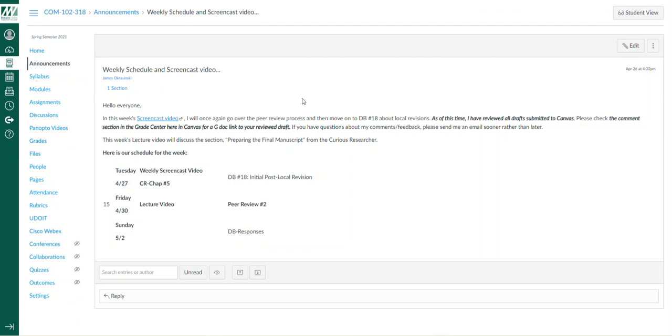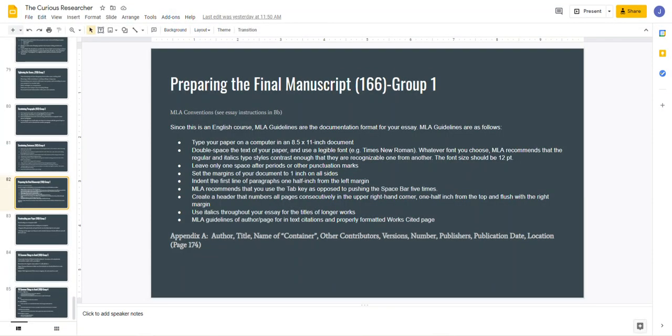Since the final draft is due Tuesday, I want to address what I call preparing the final manuscript. So if we look at PowerPoint in this section, I want to go over the little do's and don'ts that wrap up chapter 5. I am going to save the screencast video on Sunday to talk about our next project, which is the multimodal repurposing of your research essay topic. So I want to save some time for that on Sunday night.